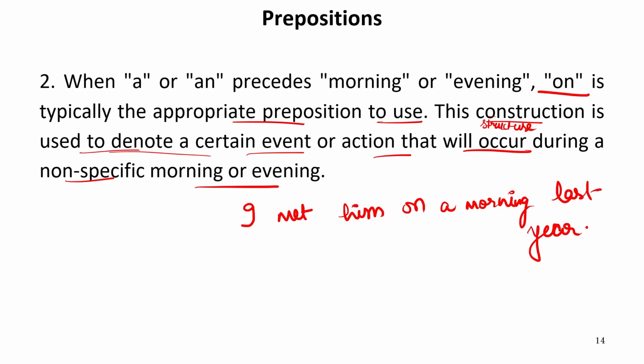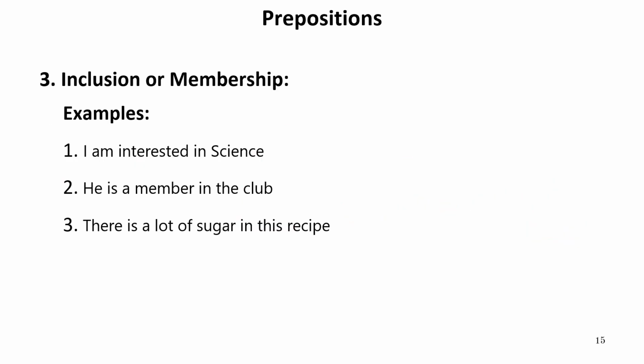There was a time when I met him. That was some morning. Which morning I don't know, but that was some morning. So a morning refers to some morning, any morning that was there, but we don't know exactly the day. So in that case as well, we can use the preposition on. Now let us move further. So this is how we have discussed time in which we can use the preposition in. Now here we are going to discuss another use of in, that is inclusion or membership. Examples: I'm interested in science.